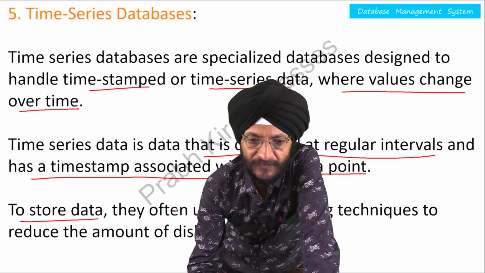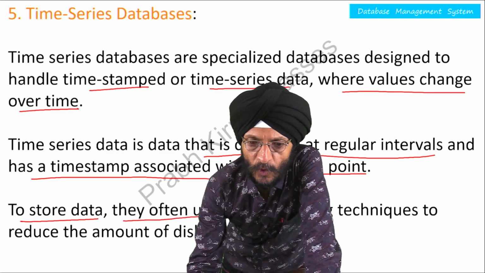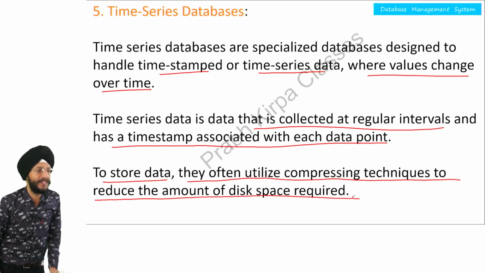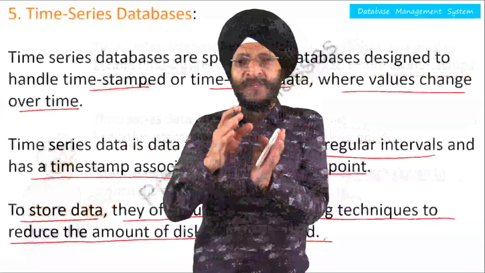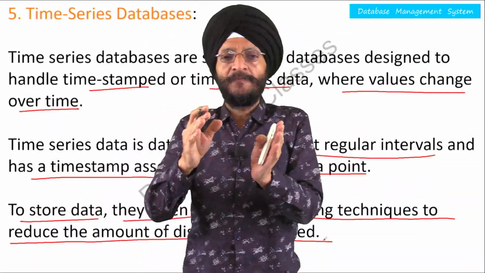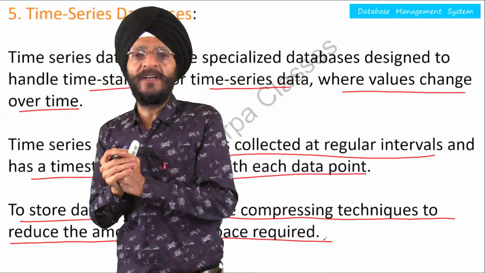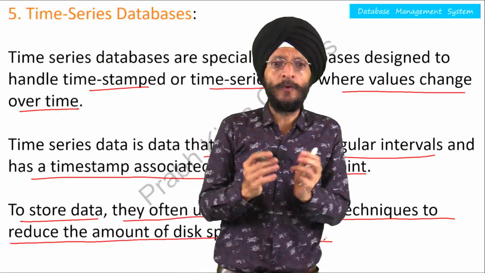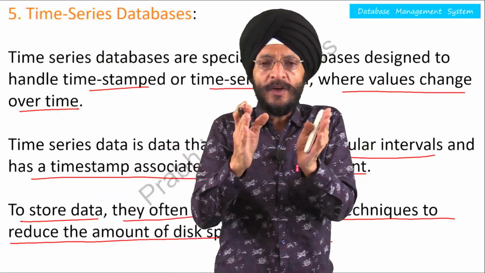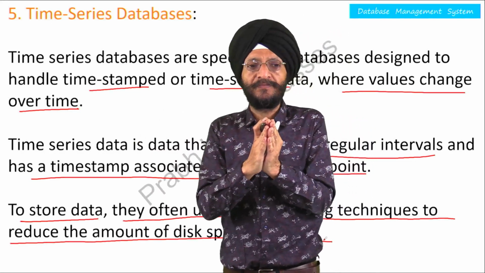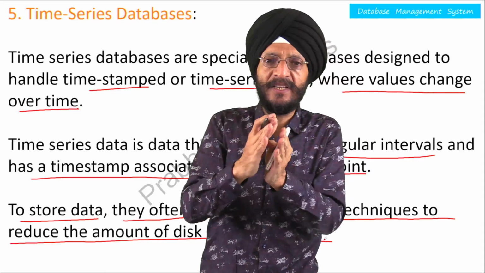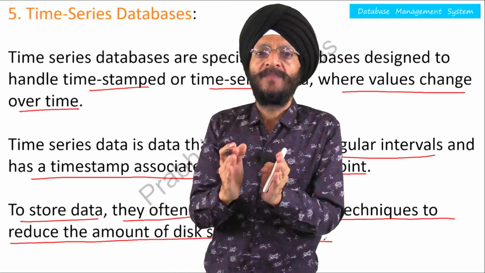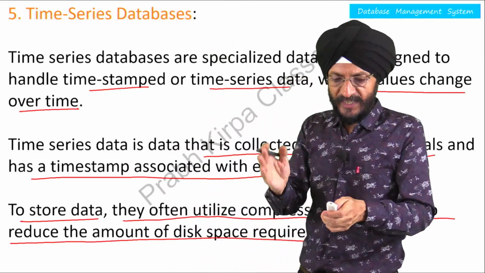To store data, time series databases often use compression techniques to reduce the amount of disk space required. As the time series databases store data at regular intervals, the volume of data becomes enormous. So these types of databases use compression techniques so that the amount of space required for storing that data is minimized to the extent possible.